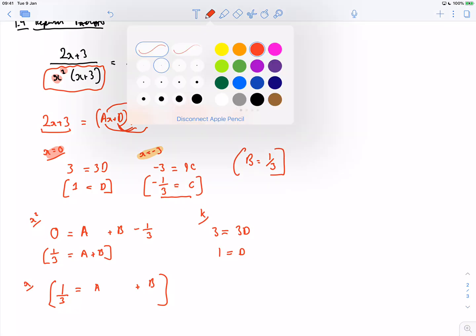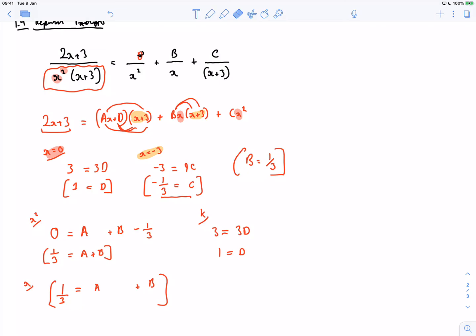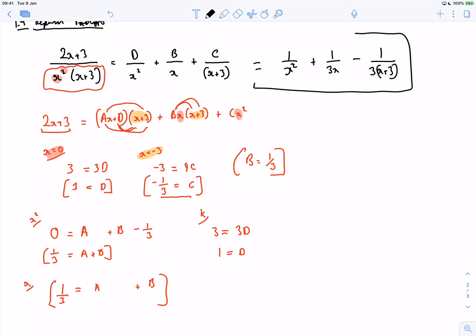So how would I write this? This is d. So d is 1, so it's going to be 1 over x squared, plus b. Well, b is a third, so it's going to be plus 1 over 3x. And c is minus a third, so it'll be minus 1 over 3 times x plus 3. Okay, that's pretty much it. So 1 over x squared plus 1 over 3x minus 1 over 3 lots of x plus 3.